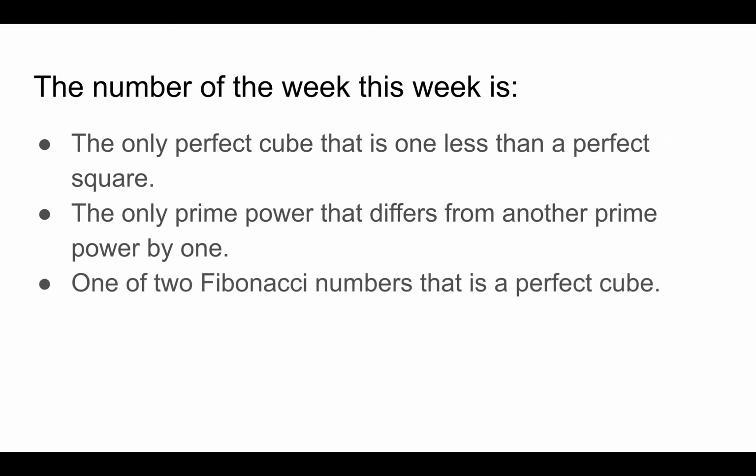It's one of two Fibonacci numbers that is a perfect cube. So we already said it's a perfect cube, but it's also a Fibonacci number. Of course, the Fibonacci sequence starts with two ones, 1, 1, and then you just add up two numbers to get the next number. So 1, 1, and then 2, and then 3, 5, and so on.